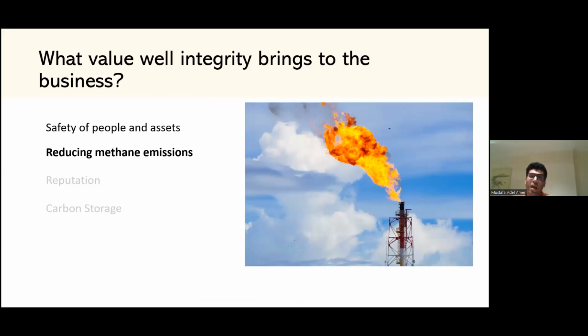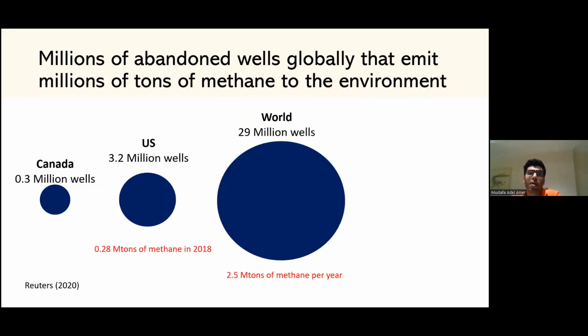Reducing methane emissions. As we remember, we said that we have millions and millions of wells that are abandoned globally. And there are studies that estimate that these wells emit millions of tons of methane every year. For example, the number estimated globally, 2.5 million tons of methane per year, is equivalent to 144 million barrels of consumed oil, or around 16 coal-fired power plants in 1 year. So the environmental impact of methane emissions coming from just abandoned wells is huge.